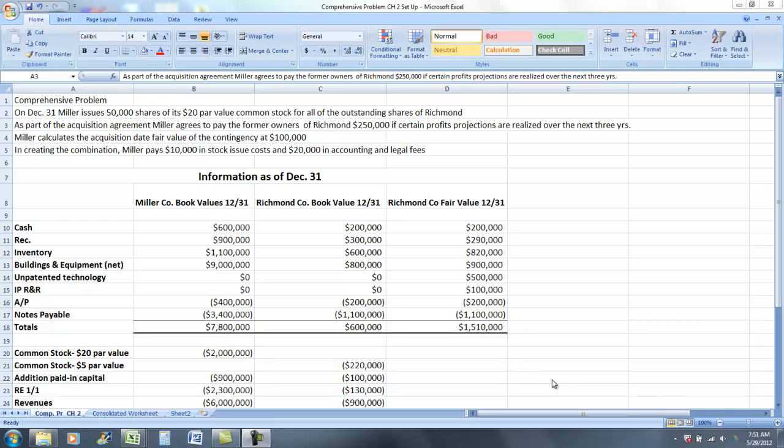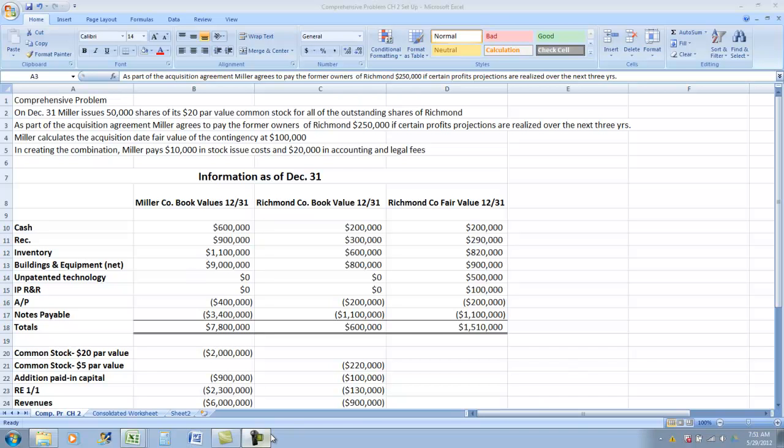This is comprehensive problem number 2 from chapter 2. This is the comprehensive problem on how to create a worksheet.